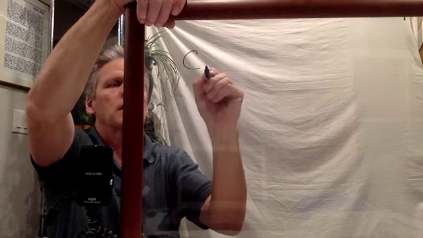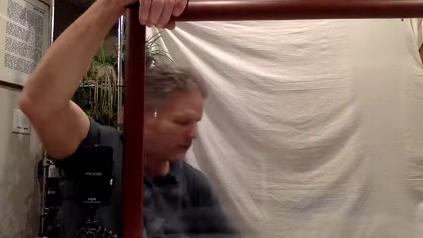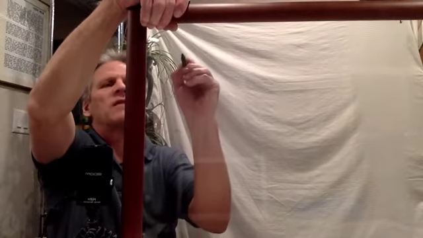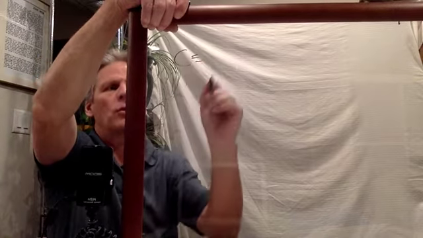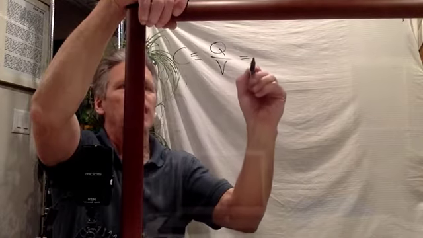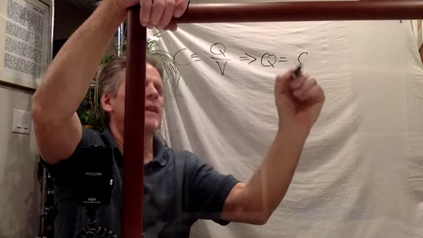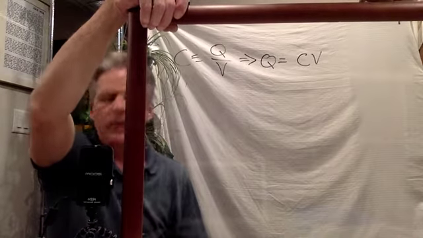Let's do it this way. I'll do this in 2 steps. C is defined as, you will remember, Q over V. What does that mean? It means that Q is equal to CV. All right, so that's fine.